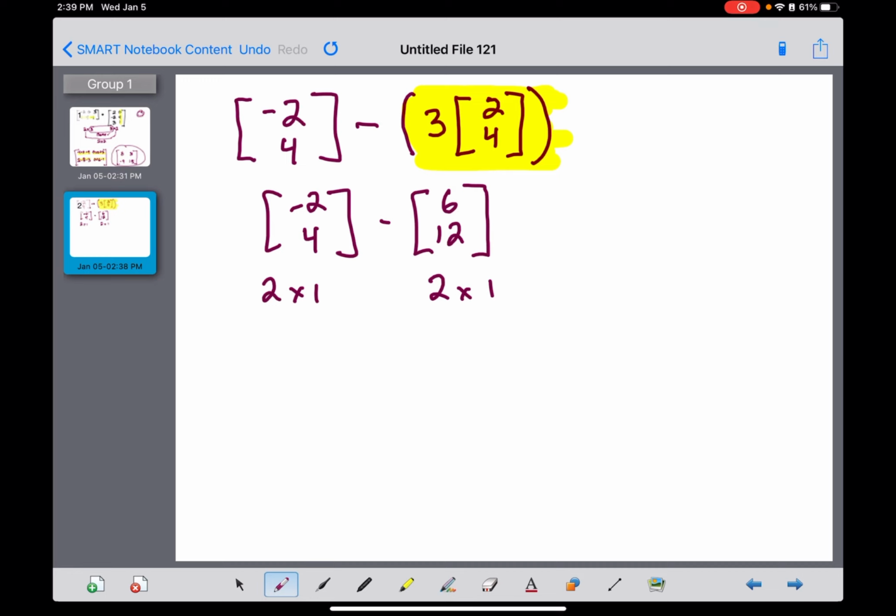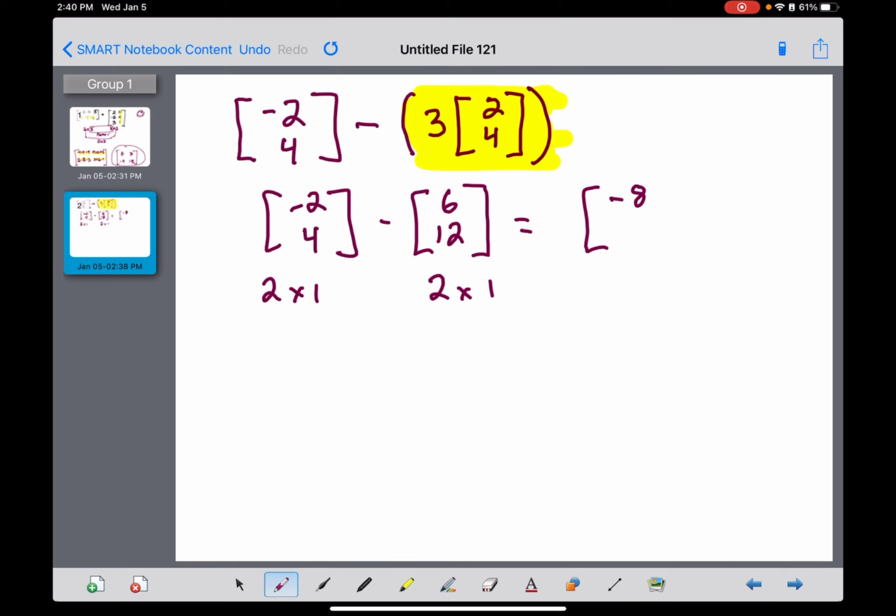I get that. But in order to subtract them, and there's going to be a couple today that you might be able to do the first operation, but then you can't do the second one because they're not the same dimensions anymore, so we couldn't. In this case, we can. So since we can do that, we're going to go ahead and do it, and it's just -2 minus 6.